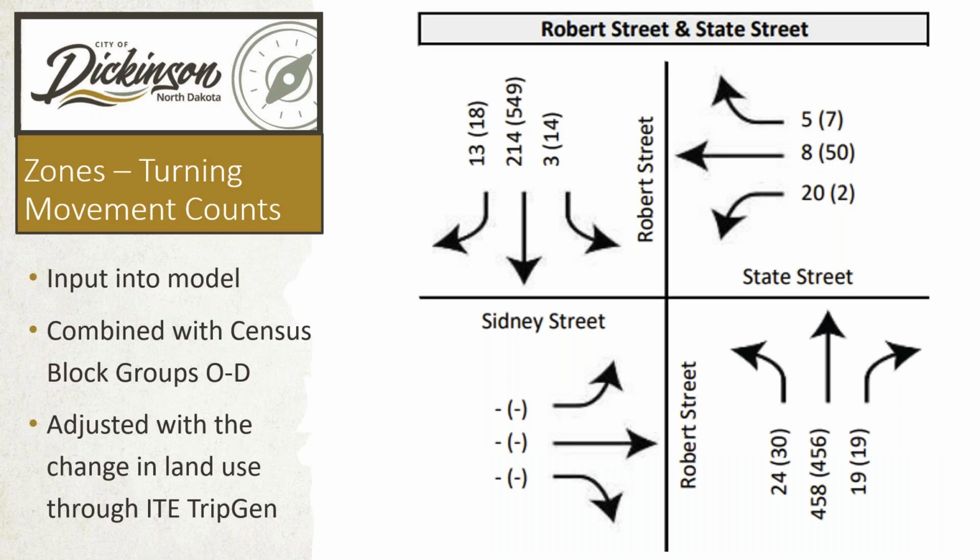And so not only did we do origin destination, we also grabbed turning movement counts, which we would then input into the Vistro model. And then looking at forecasting, we did apply the origin destination percentages for each zone as well, and then adjusted those turning movement counts with the change in land use through ITE trip gen, depending on the land uses that we got. And that's sort of how we came up with our forecast condition for this project.